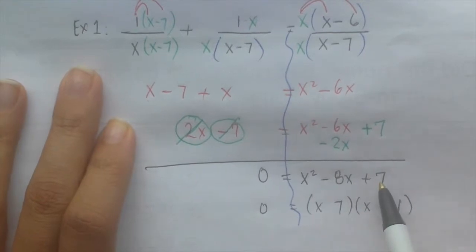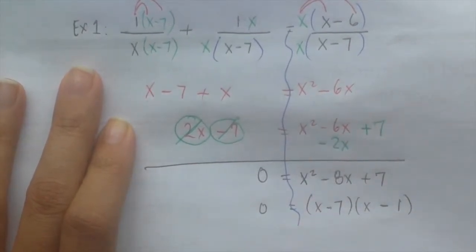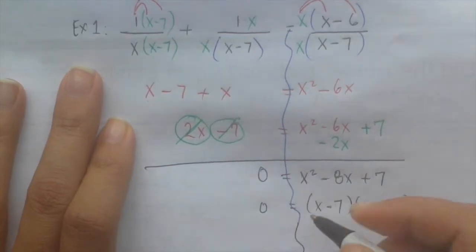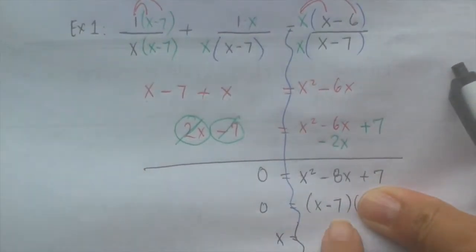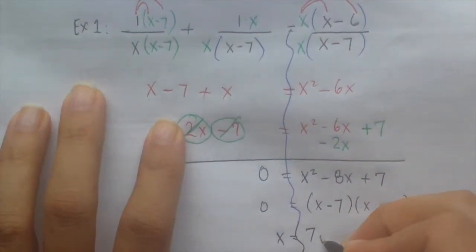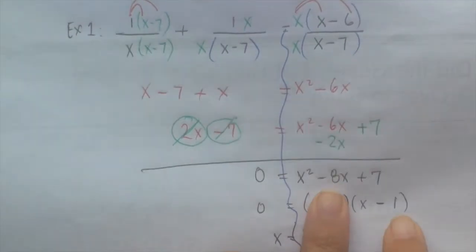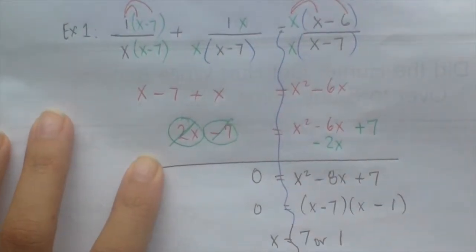And then what are the signs? Positive 7 and negative 8, negative and negative. Because that's going to be positive 7 and negative 8. Alright, so then x is equal to, cover 1 up, take the negative 7 to one side. So it's going to be plus 7. So x equals 7. Or x equals, cover the other one up, minus 1 to the other side, plus 1. So x equals 7 or 1.